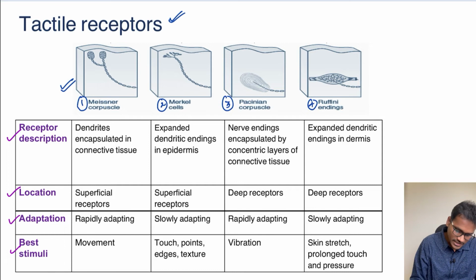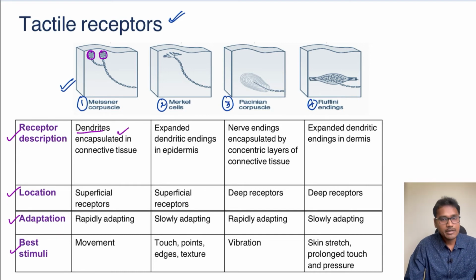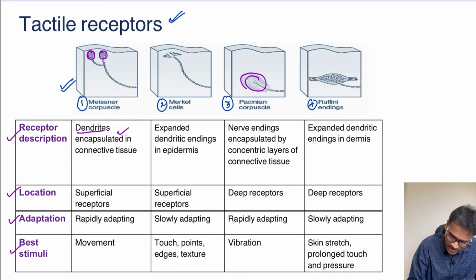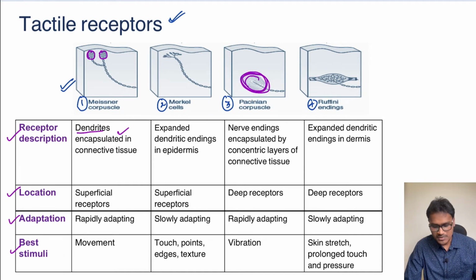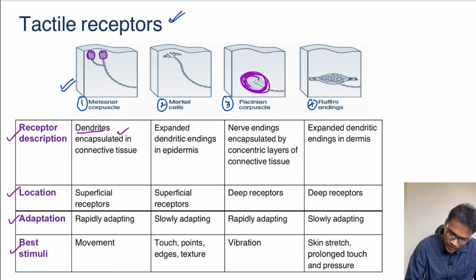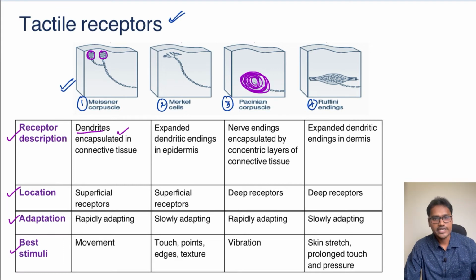We can see here the Meissner's corpuscles are encapsulated. These are dendrites encapsulated in connective tissue, and there is one more receptor which is also encapsulated. Can you see it here? They are also encapsulated. So these Pacinian corpuscles are encapsulated by concentric layers of connective tissue. It is like an onion peel. They are concentric in nature, and they are also encapsulated nerve endings.